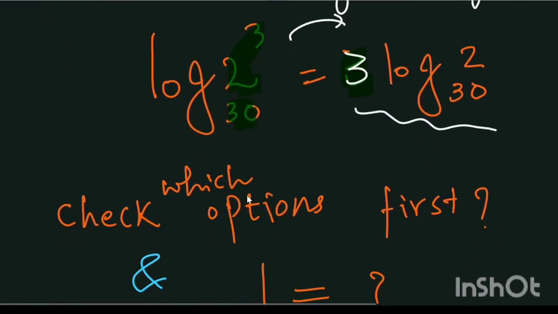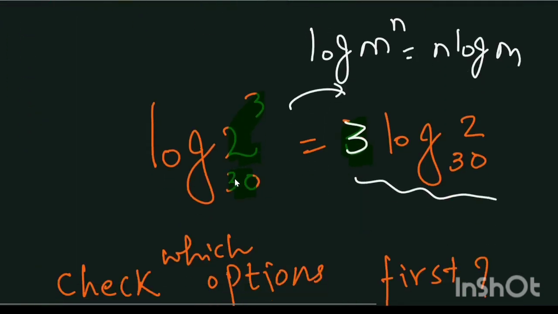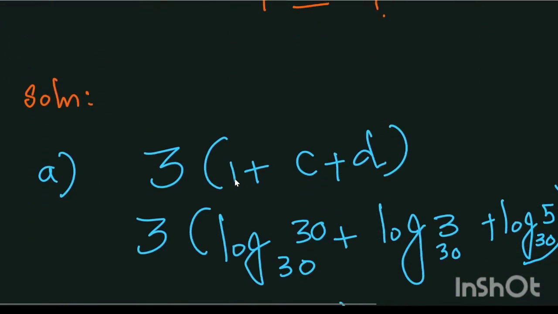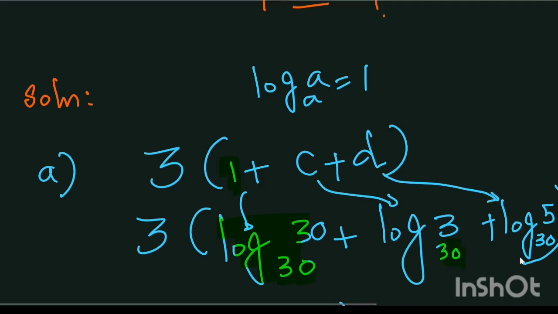So we will start with A, and here 1 plus c plus d is given. So 1 we can write like this, the 1 which is written here, we can write it as log 30 base 30, because we know that log a base a is 1. So this 1 is replaced by log 30 base 30. Why? Because c and d both bases are given to be 30. So that's why 1 is written as log 30 base 30, so that the operations of logs can be used.